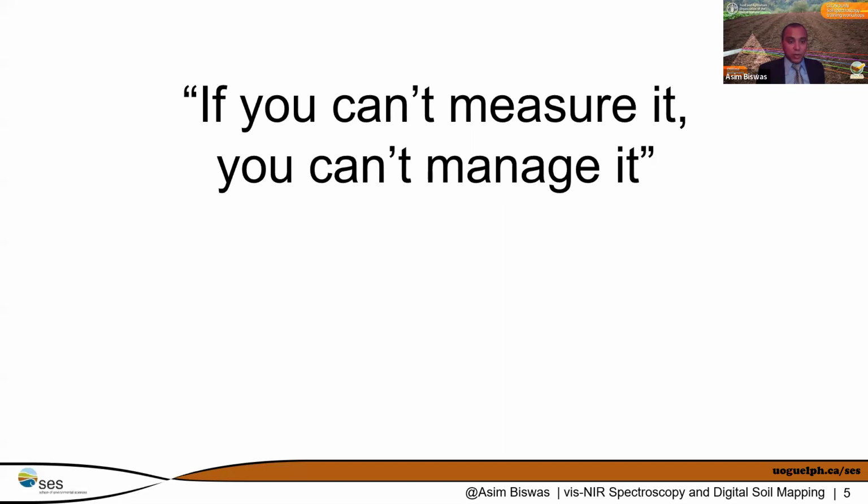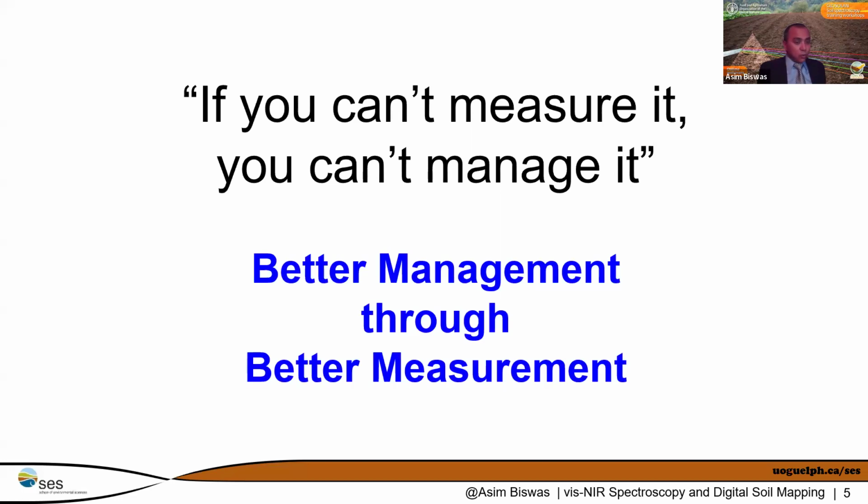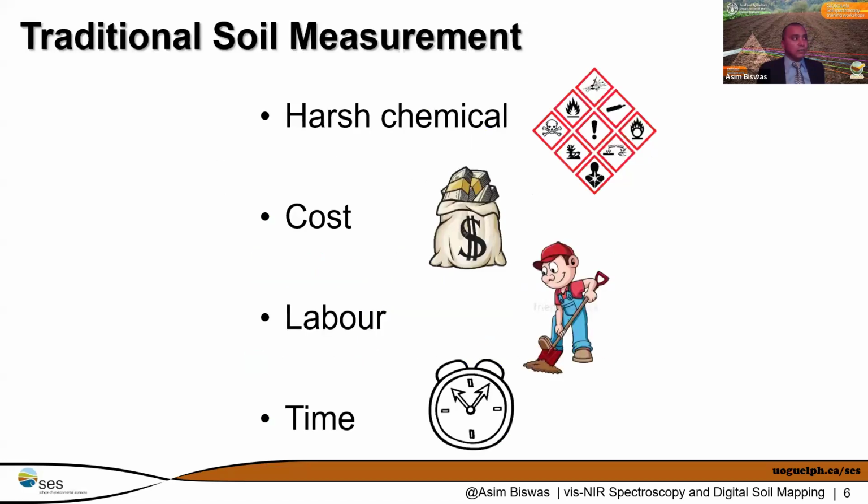And if we want to manage our soil well, how do we manage if we don't know it? So that means we need that information, we need that data. How do we get that data? We need to measure it. We need to measure our soil. If we can't measure something, we can't manage it. So we can only do better management of our natural resources, our soil, the non-renewable resource we are talking about here, through better measurement. But traditionally, if we start measuring our soil, we grab soil from the field and bring it back to the lab. Traditional chemical analysis costs a lot, uses harsh chemicals, includes more labor, and takes time to get the data.